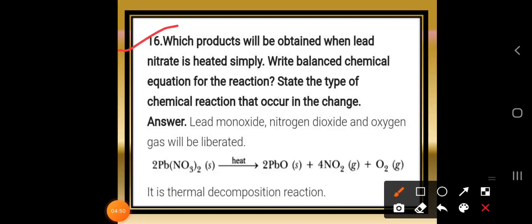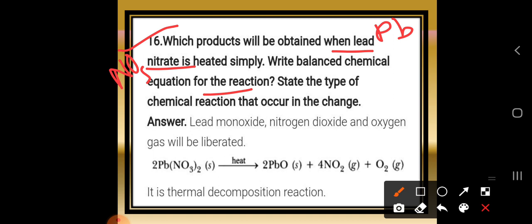Which products will be obtained when lead nitrate is heated? Just recall the formula of lead nitrate. Lead means Pb, nitrate means NO3. It is heated simply. Then write the balanced chemical equation for the reaction and state the type of chemical reaction that occurs.